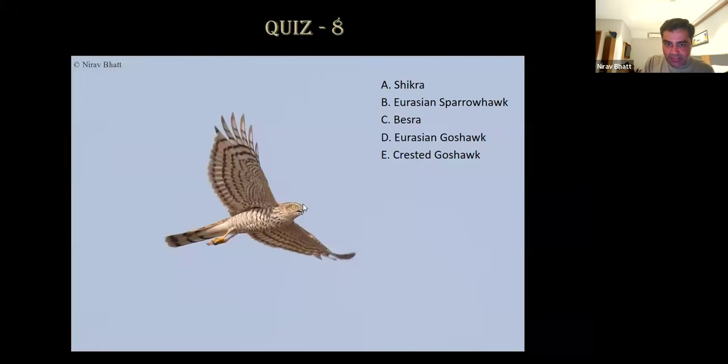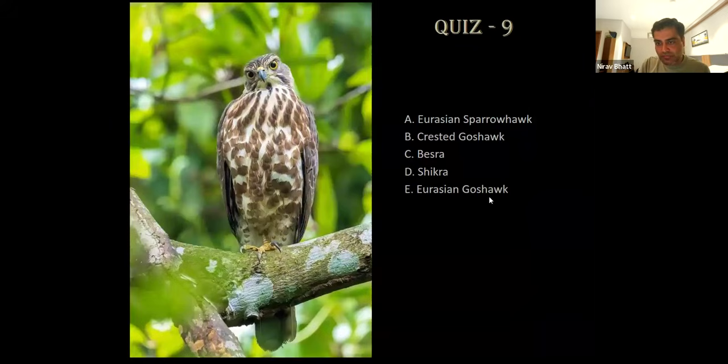The eye mask here is not very prominently seen, but is still there. And the eyebrow is also very clearly seen here. So that's why it is a Eurasian Sparrowhawk. Next quiz, please.